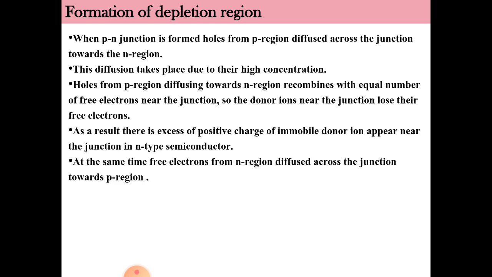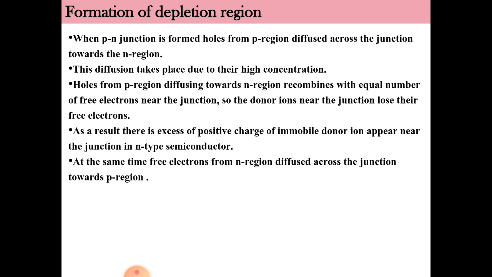This diffusion takes place due to their high concentration. Holes from the P region diffusing towards the N region recombine with an equal number of free electrons near the junction. So the donor ions near the junction lose their free electrons. As a result, an excess of positive charge of immobile donor ions appears near the junction in the N type semiconductor.